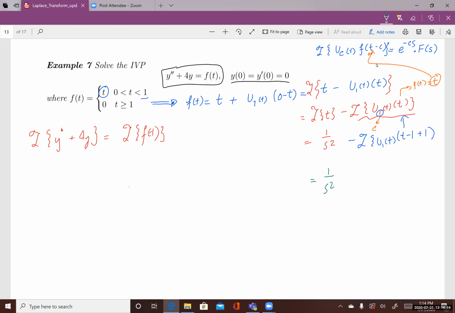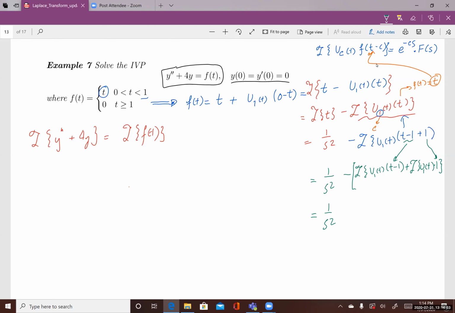We keep going with this. It's just 1 over s squared minus, and using linearity, I can break it down into two different step functions: u_1(t) times (t minus 1), and u_1(t) times 1. So 1 is here, t minus 1 is here. I just keep carrying it down because the goal is finding the Laplace transform of f(t), right?